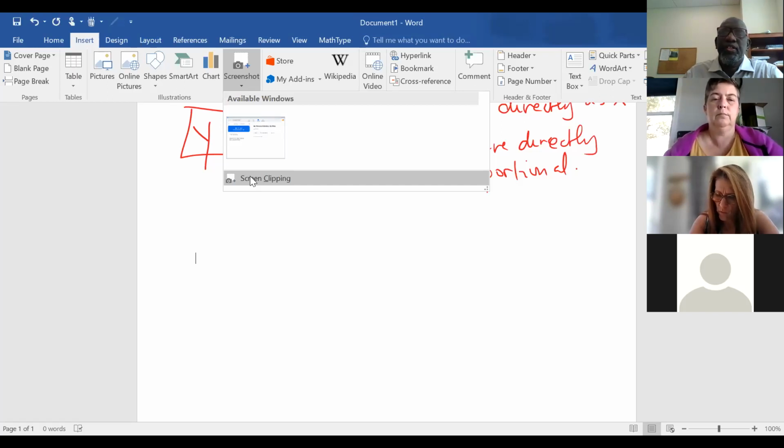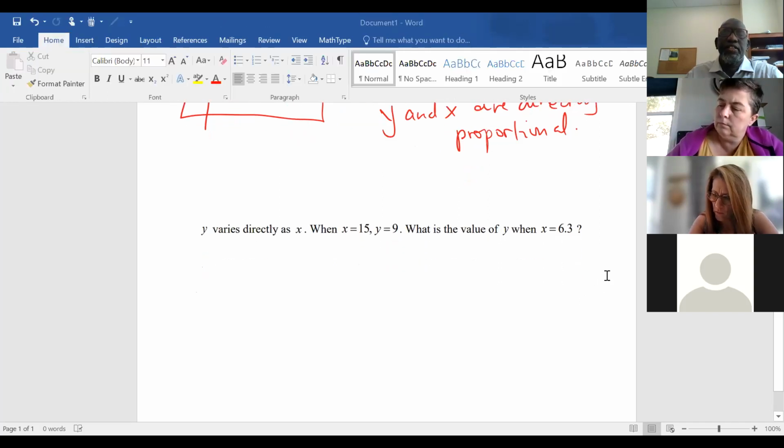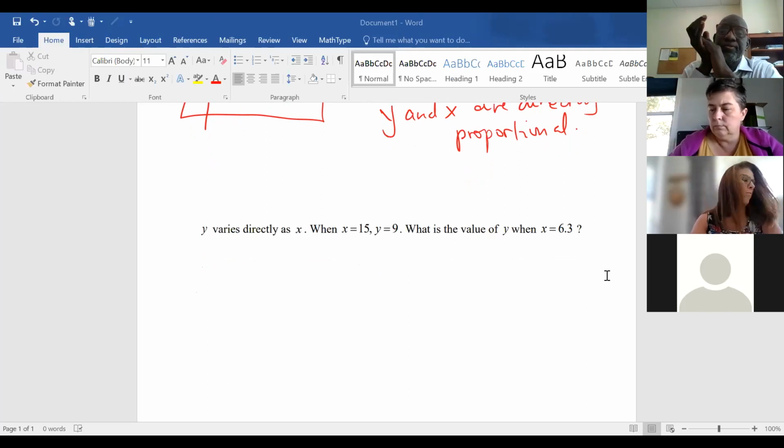Okay, so you see, y varies directly as x, which means y and x are directly proportional. When x is 15, y is 9. What is the value of y when x is 6.3? Okay, these are simple problems, right?